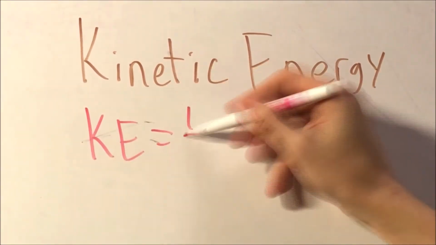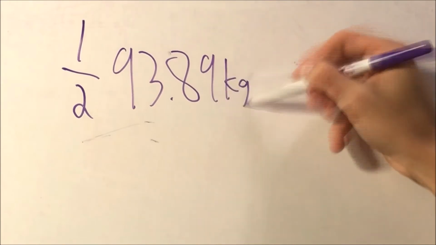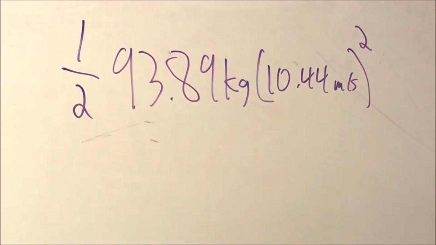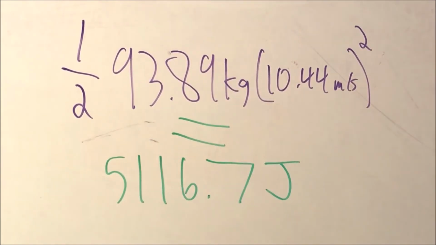We then used the formula for kinetic energy, 1/2 times 93.89 kilograms times 10.44 meters per second squared, which equals 5,116.7 joules, which gives you the total kinetic energy from the race.